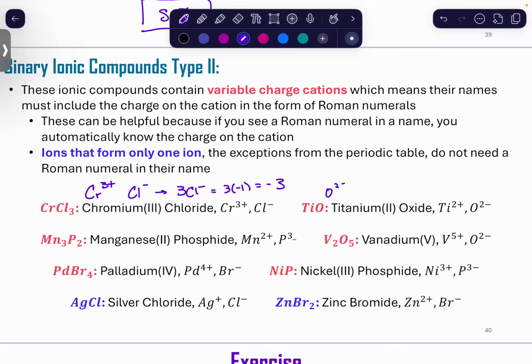The next one you see is TiO. You know that oxygen is a 2 minus. You have 1 titanium, 1 oxygen, so for the 1 titanium to cancel out the 1 oxygen, it has to be a +2, so titanium 2 oxide. Now the next one, your manganese 2 phosphide, this one's a little more difficult.